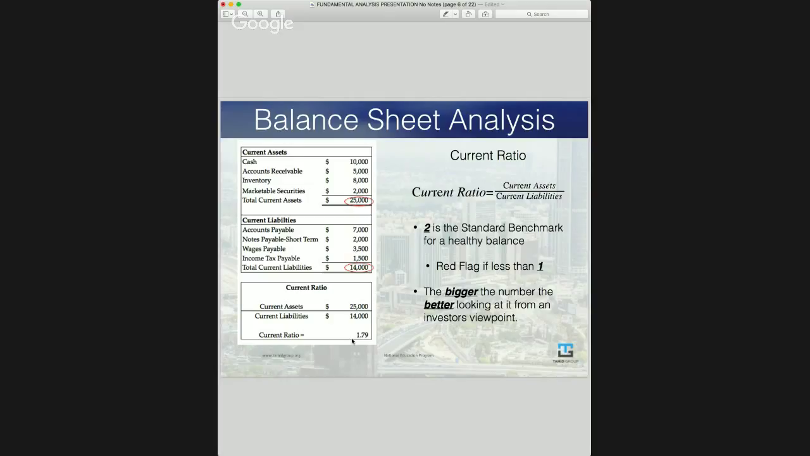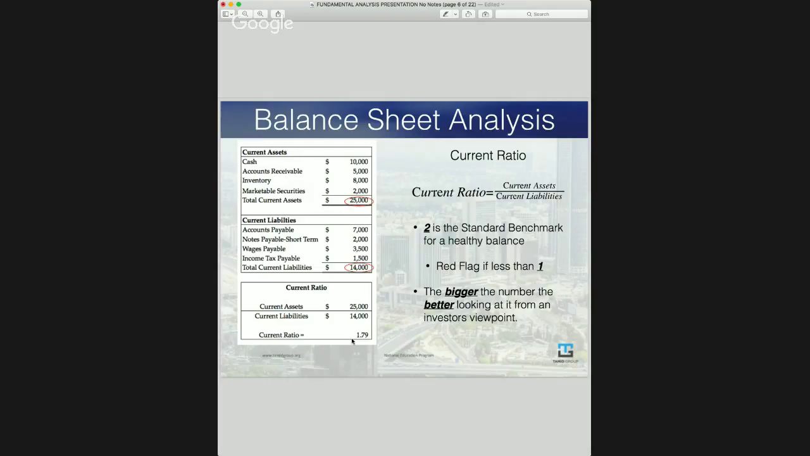Now, what does 1.79 mean? That means I have 1.79 times as many assets as I do liabilities. Looking at it from a creditor standpoint, I'm going to want to see 2 as a standard benchmark for a healthy company. That means I have twice as many assets as liabilities. If the number is less than 1, that means I have more current liabilities than I do current assets. I'm not going to be very happy with that. As a creditor, I'm going to be very worried.